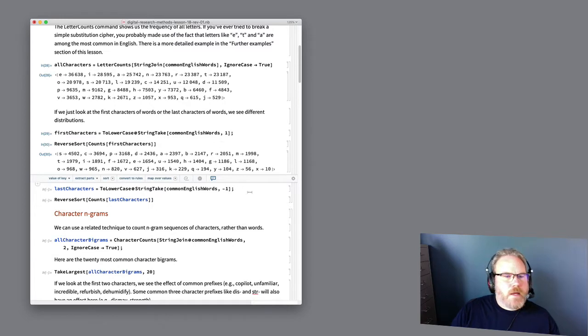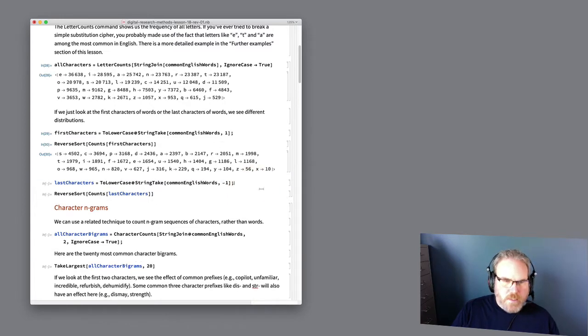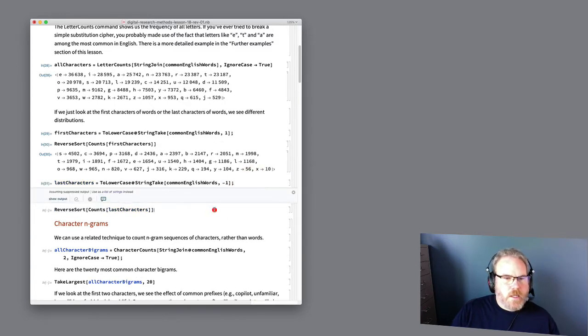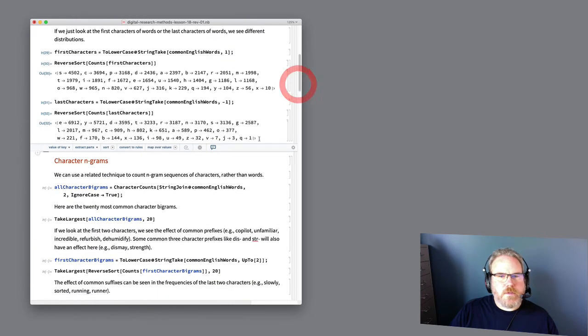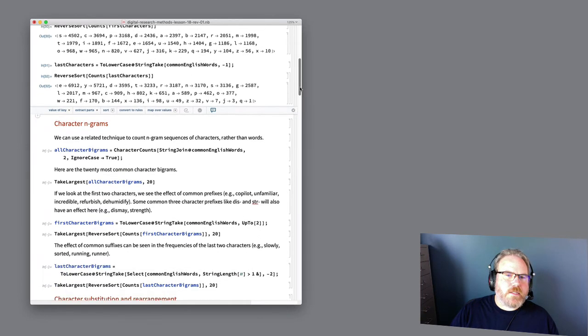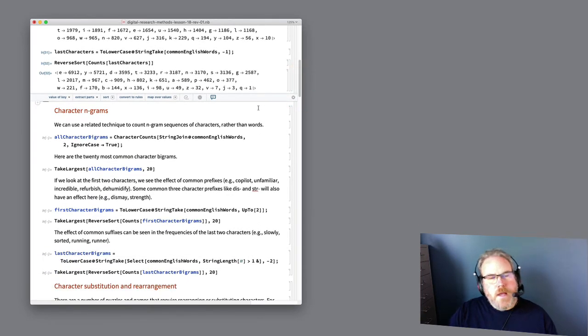So consonants. If we look at the last characters, and again do a reverse sort, we see that E is the most frequent last character in common English words, Y the next most frequent, D. Continuing on down, only one word in this list has Q as its last character.